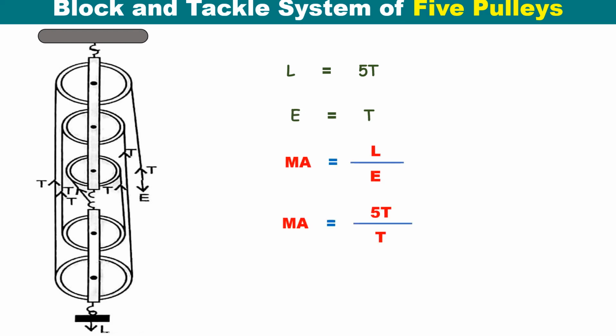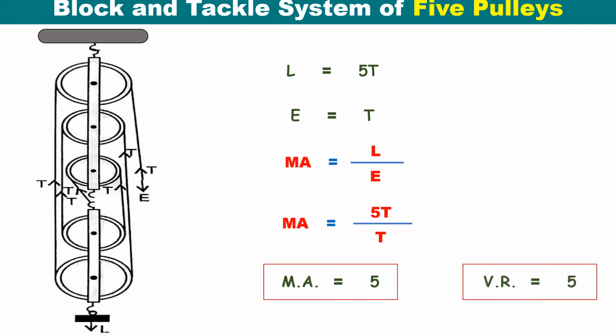So the mechanical advantage of this system of pulleys is 5. Velocity ratio will also be 5. So the mechanical advantage and velocity ratio of a block and tackle system of 5 pulleys is 5 in ideal condition.